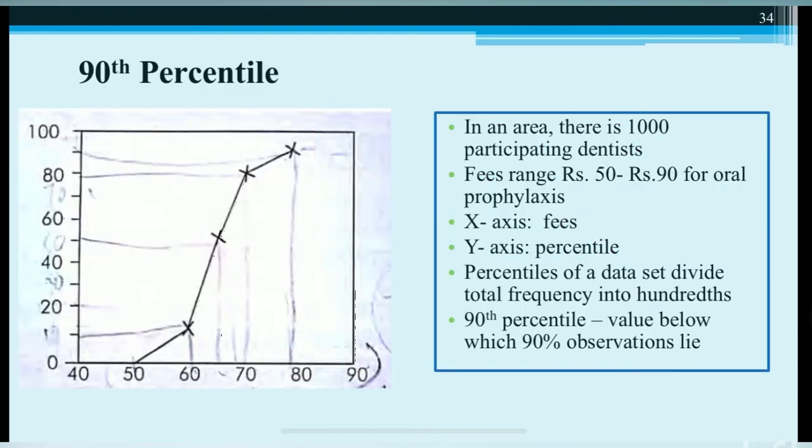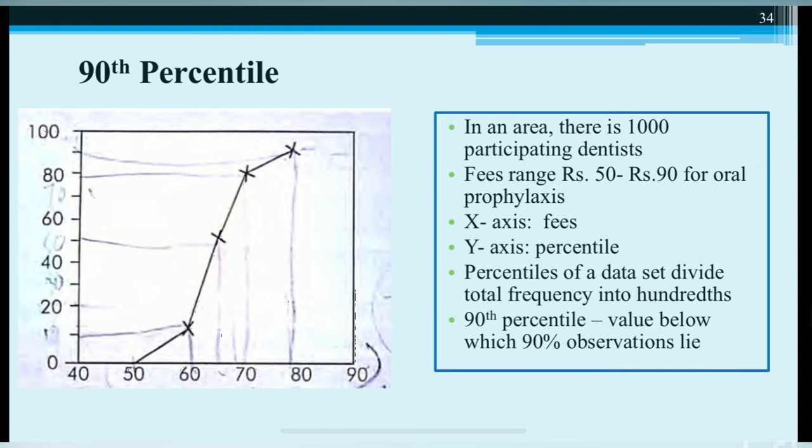Coming to the 90th percentile, we'll understand with the help of this graph. In an area, there are 1,000 participating dentists and fees range from rupees 50 to rupees 90 for oral prophylaxis. The x-axis here shows the fees and the y-axis shows the percentile. The percentiles of a data set divide total frequency into hundreds. The 90th percentile is basically the value below which 90% of observations lie.